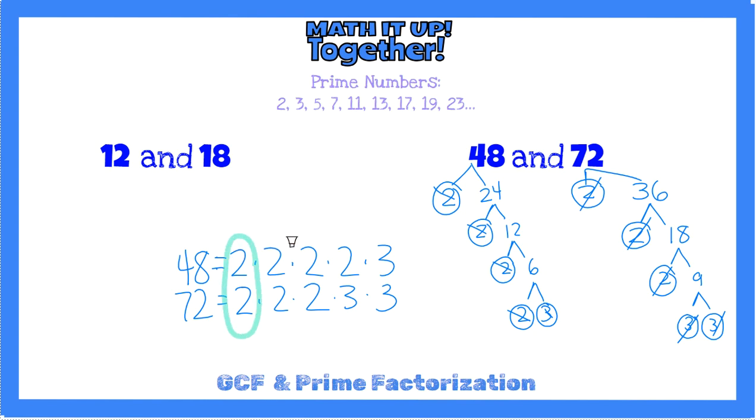factors. I have a 2 in common. I have another 2 in common. I have one more here. And here I just have 1, 3. I don't have a match for this 2. I don't have a match for this 3.